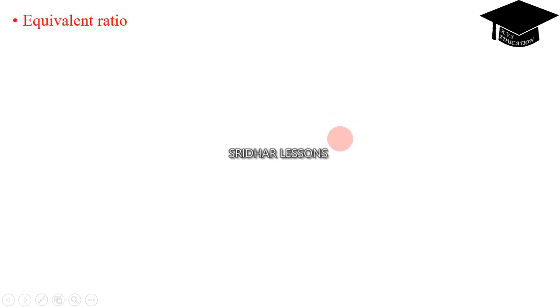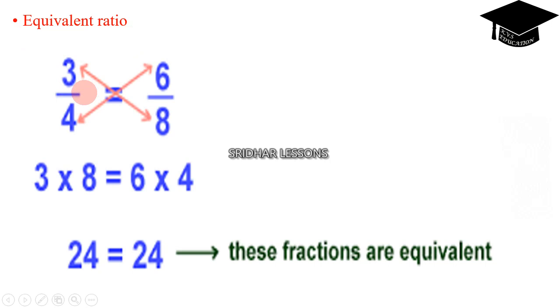Before going to exercise 8.2, we will discuss the concepts involved in the exercise. Equivalent ratio. If you can see, 3 by 4 is equal to 6 by 8, because upon cancellation, 6 by 8 can be simplified into 3 by 4. But how do we check whether these ratios are equivalent or not?